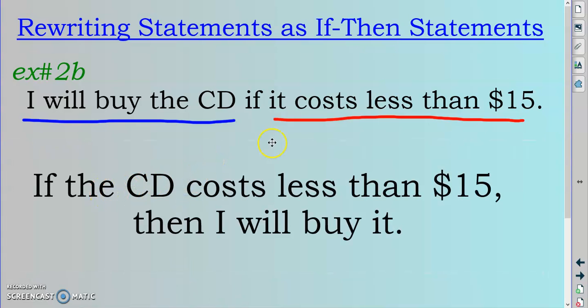So now, since we're starting with saying if it costs less than $15, we have to define what the it means. So in this example, we're talking about the CD. So if the CD costs less than $15, then I will buy it. Okay, we already defined it as the CD, so we can just say it here.